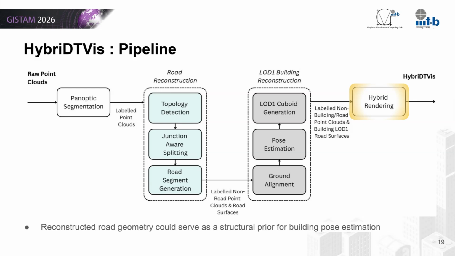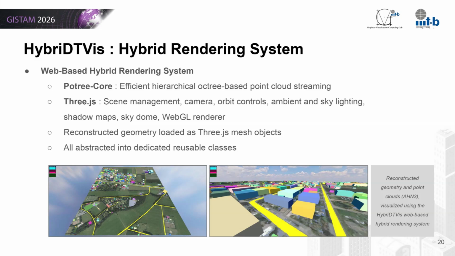And now the final stage, hybrid rendering and visualization. For rendering, we implement a web-based hybrid system that supports both point clouds and reconstructed geometry. So we use a combination of Potree Core and three.js. Potree Core handles efficient hierarchical octree-based point cloud streaming, while three.js manages the full scene including camera, orbit controls, lighting, shadow maps, skydome, and the WebGL renderer. The reconstructed geometry is loaded as standard three.js mesh objects, and everything is abstracted into dedicated reusable classes for maintainability.